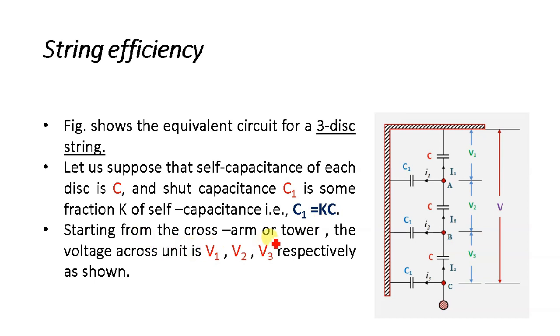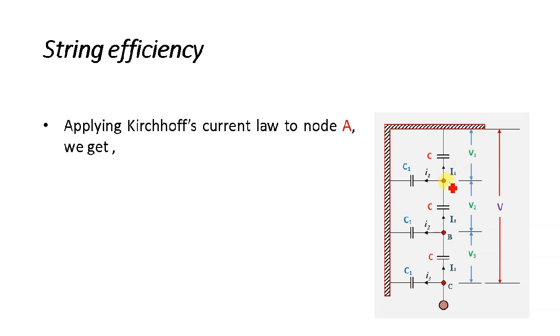Now, starting from the cross arm, or we can say from the tower, the voltages V1, V2 and V3 are shown. So V is divided into V1, V2, V3. Obviously the value of V3 is going to be higher than V2, and V2 is higher than V1. Now if you apply KCL at this point, you will get that the incoming current is I2, equal to capital I1 plus small i1, because we want to find the relationship between V1, V2 and V3.